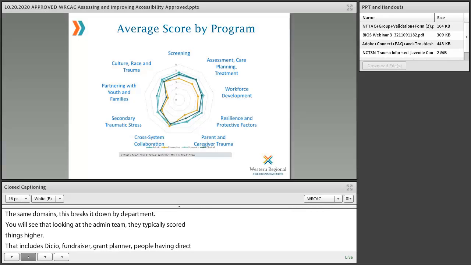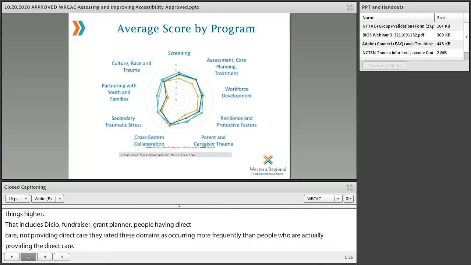I think especially you'll notice on the partnering with youth and families, there's quite a bit of disparity there. So while it looked like as a whole, yeah, we scored pretty well, but when you break it down by department, you really see that there's a lot of disparity in the scores, and that to me translated to a couple of things. One, it's based upon our role and our duty in the organization, right?